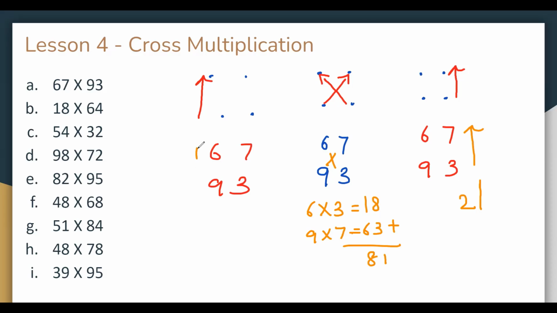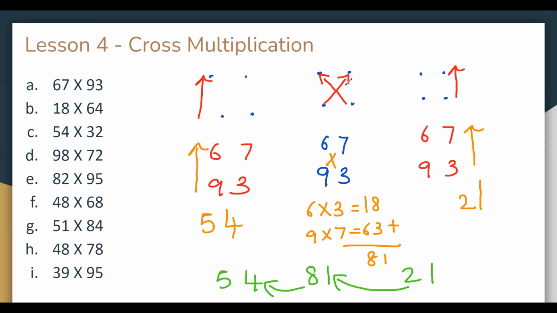And then here we are going to multiply the tens column. So 6 times 9 is 54. So what all are the numbers that we got? We got a 54, we got 81, and we got 21. So what we are going to do? We are going to add this 2 to the 1 over here. And this 8, we're going to add it to the 4 over there.